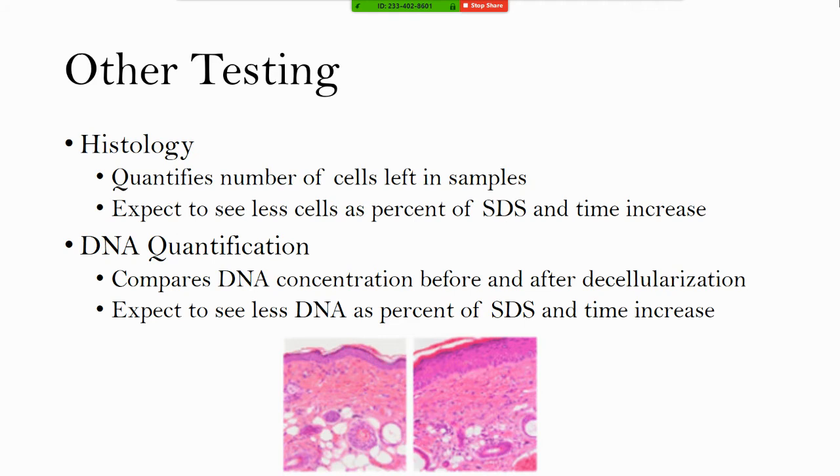Ideally, if we had more time, we would have completed histology tests and DNA quantification tests. The histology test would show the number of cells left in the decellularized skin. The DNA quantification test would analyze the percent of DNA remaining in the samples. We would expect less cells and DNA at the higher concentration of SDS and longer soaking and agitation periods.